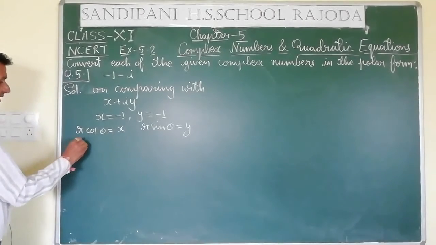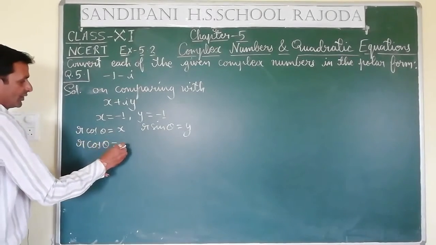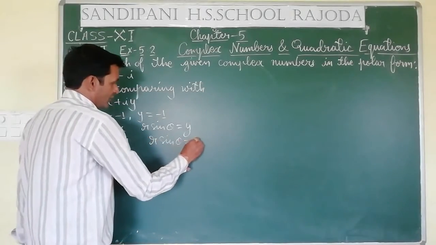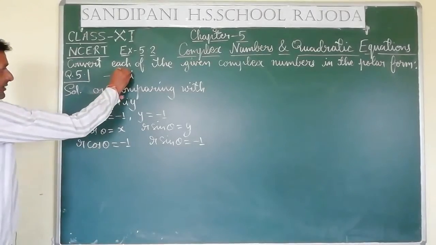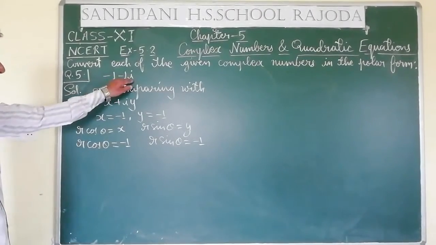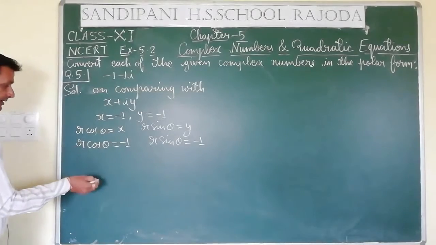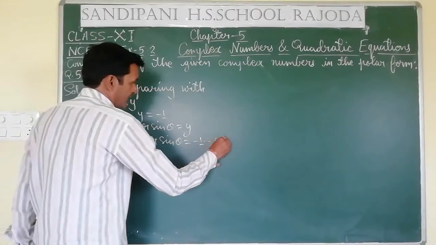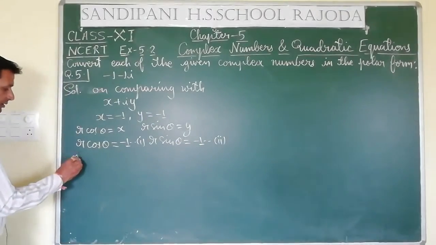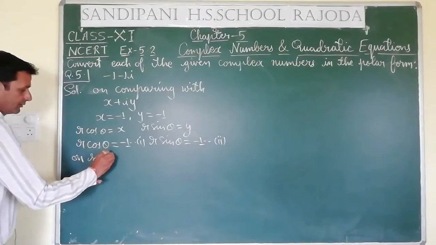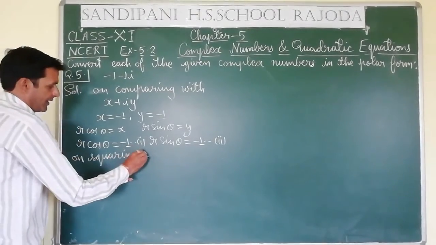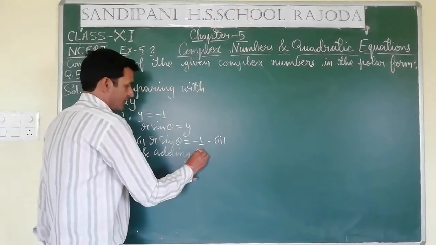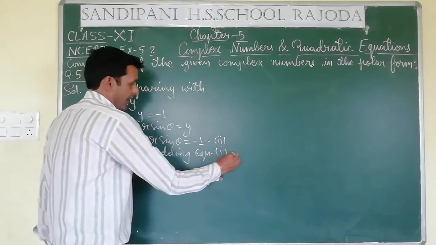So this will become r cos theta is equal to -1 and r sin theta is also equal to -1, because here nothing is there, means -1 is there with i. So on squaring and adding equation 1 and 2, these are equation 1 and 2.